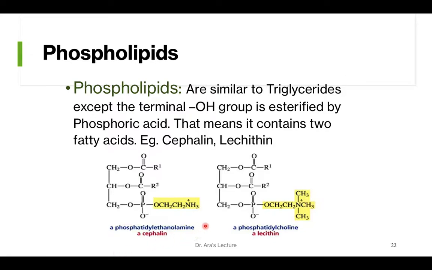The difference between cephalin and lecithin: here we can see the amino hydrogens are replaced by three methyl groups. So if you have a phospholipid with three methyl groups on the chain at the phosphoric acid position, this is lecithin, or phosphatidylcholine. And if the hydrogens are not replaced by methyl groups, then this is phosphatidylethanolamine, or cephalin.